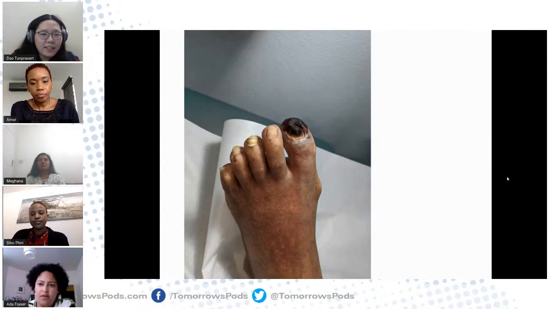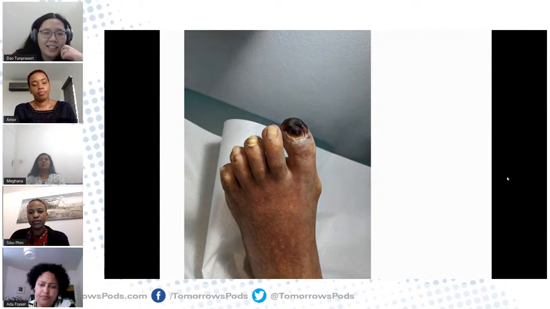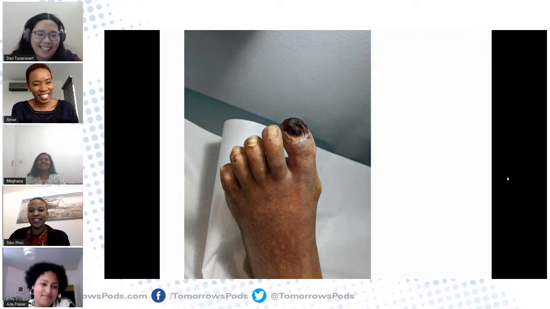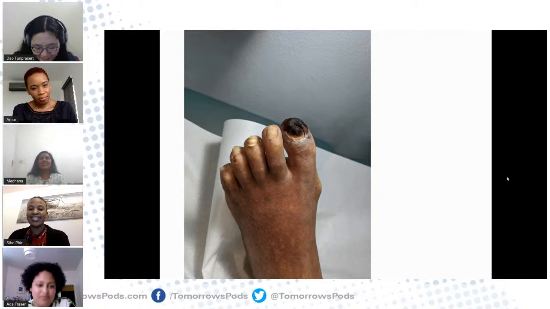Let's have a look at this one then. I think anyone should be able to guess this. Hopefully. What do you think? Yeah, it's got to be gangrene, hasn't it? Because of the necrosis. Yeah.